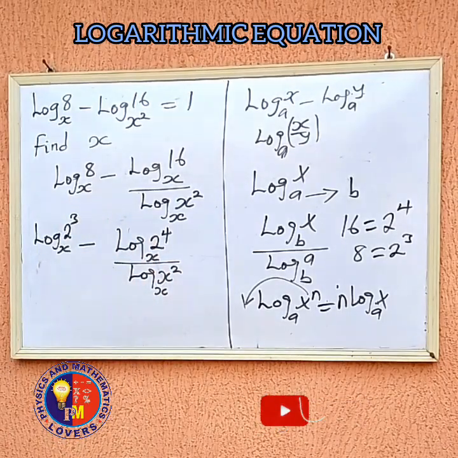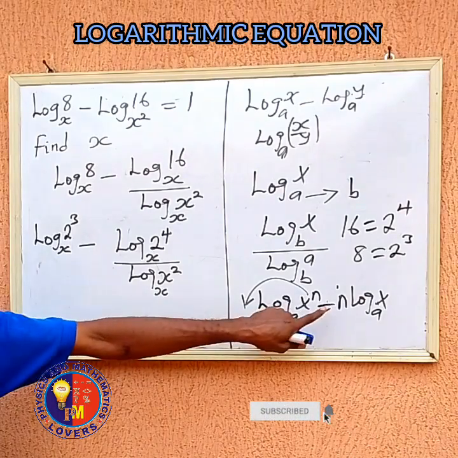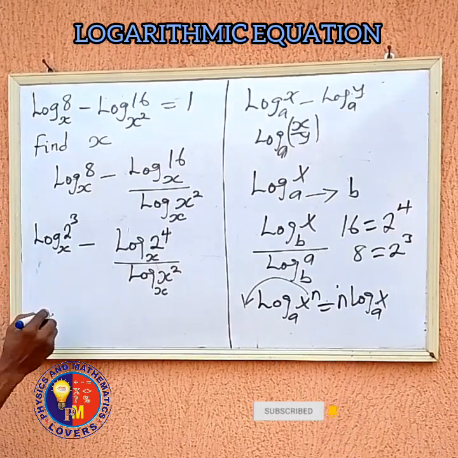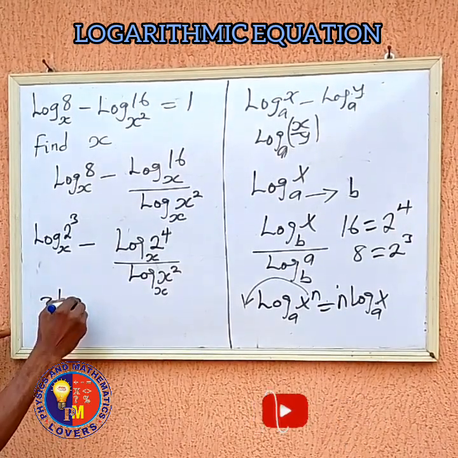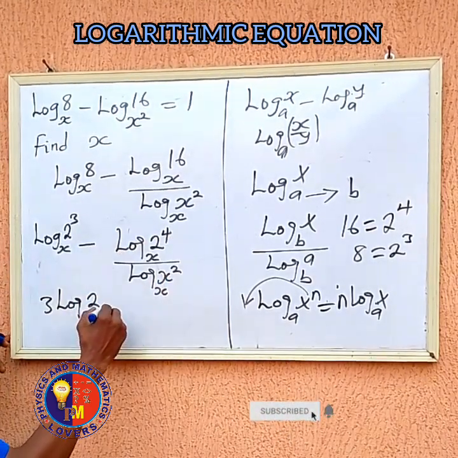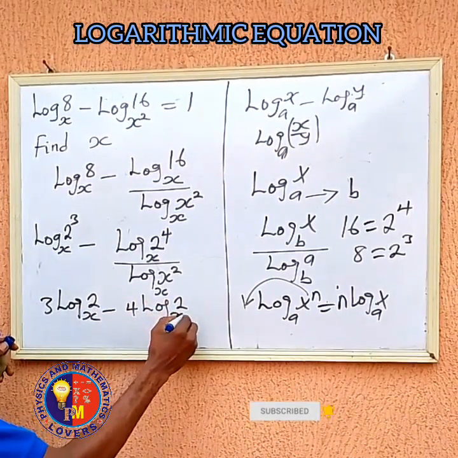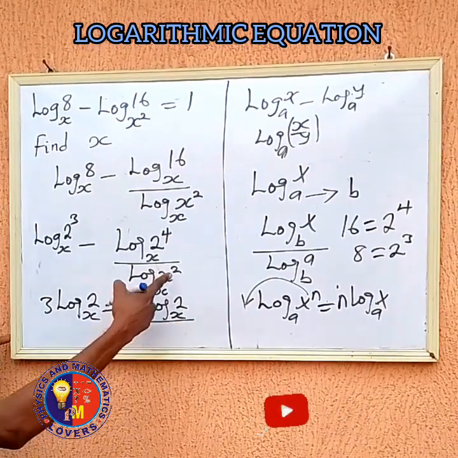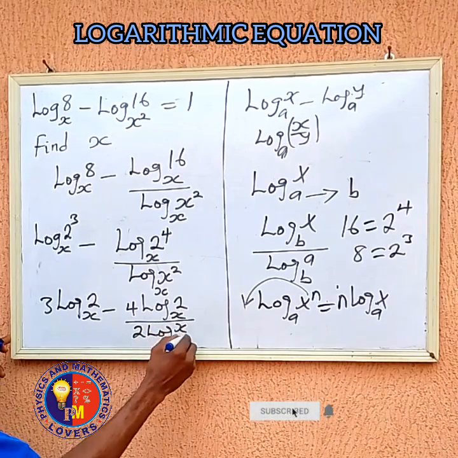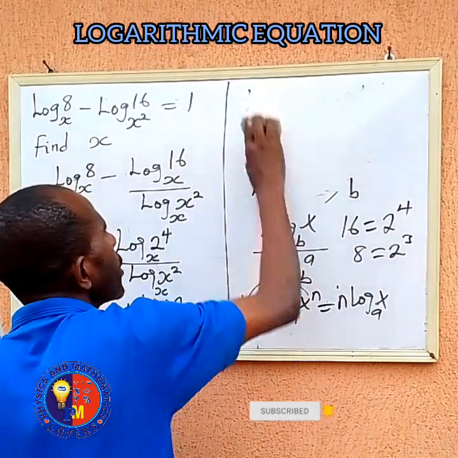Now let's go and apply this power law. With the power, we have to come and multiply the logarithm. The same way here, 3 will multiply the log of 2 to base x, so 3 log 2 to the base of x. Then here we're having 4, we multiply, becomes minus 4 multiplying the log of 2 to base x. Then all over, the 2 will multiply here, becomes 2 multiply log of x to base x. So now let us go further. Let's clean up all of this place here.